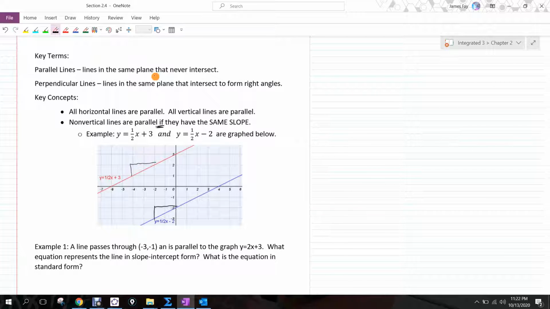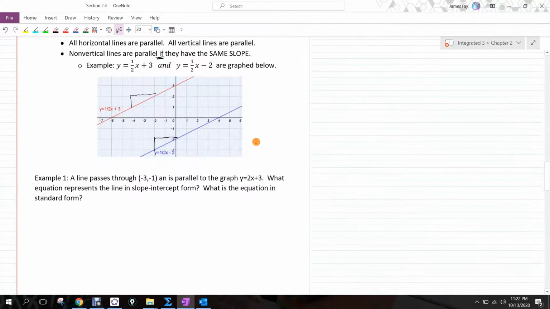So this first example says a line passes through (-3, -1) and is parallel to the graph y = 2x + 3. What equation represents the line in slope-intercept form? What is the equation in standard form? Okay, so it passes through (-3, -1).